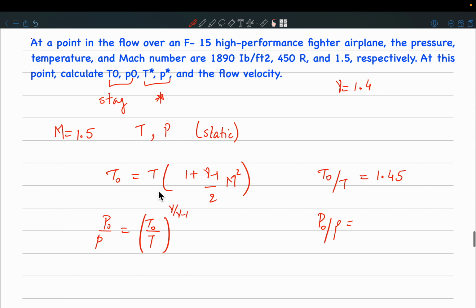Right. So I have just put T0 by T to the power gamma by gamma minus 1. So once you know the temperature ratios, you can find the pressure ratios from that itself. Right?